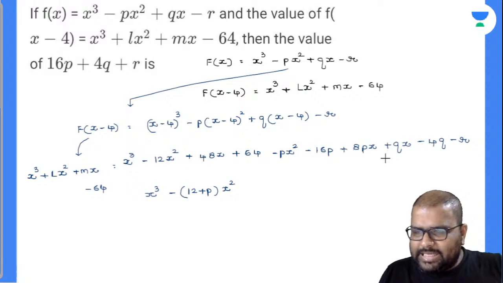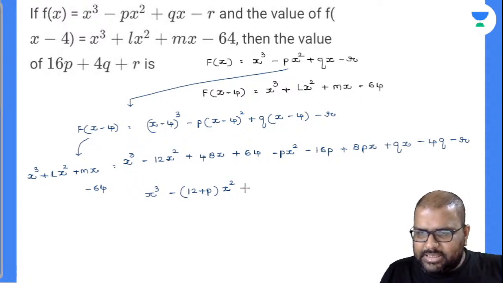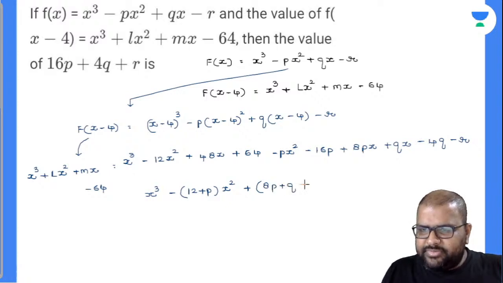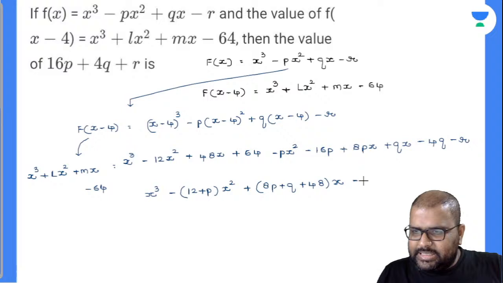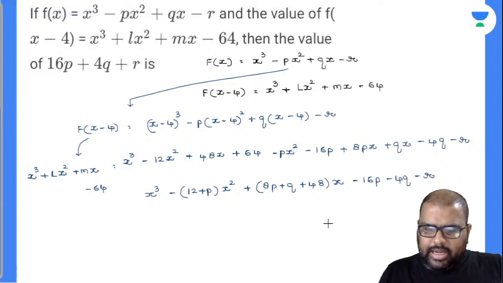Are there any x? Yes, there are many x, right? Plus (8p + q + 48) into x. This is your m value. Am I right or wrong? Yes. Now next one, minus 16p minus 4q minus r, and again one more thing is left over. This is not plus 64, this is minus 64, right?